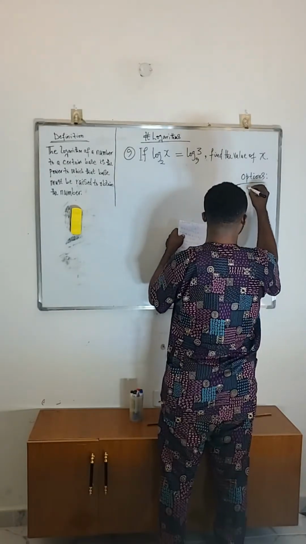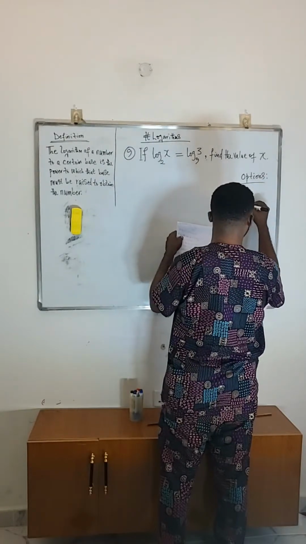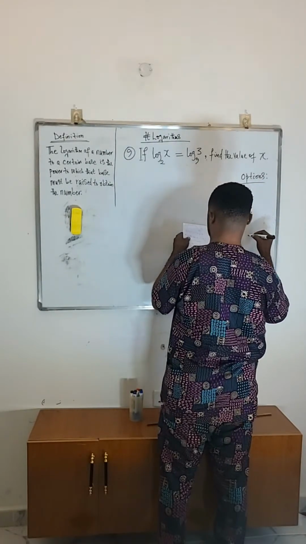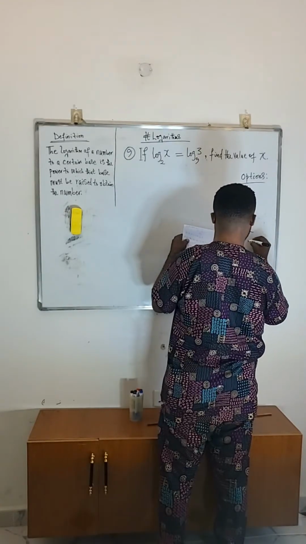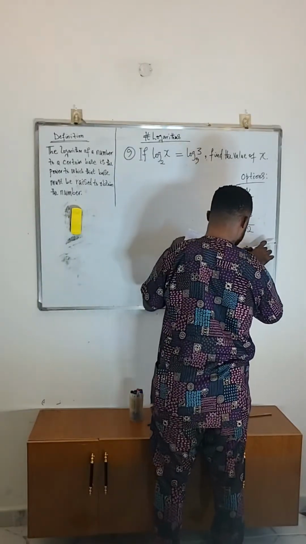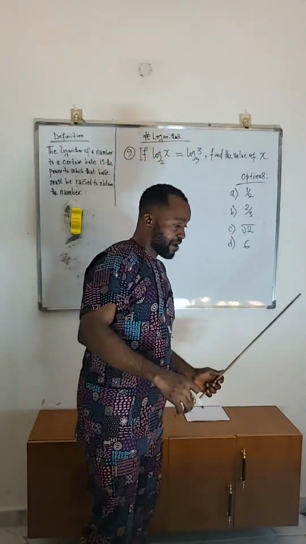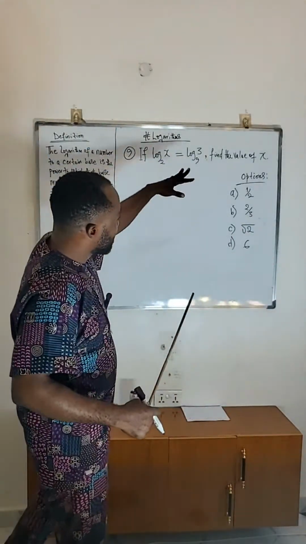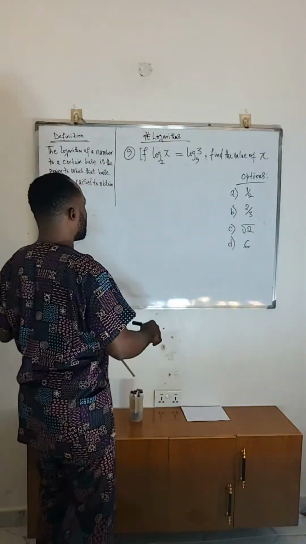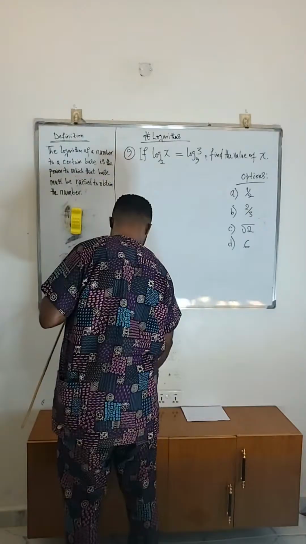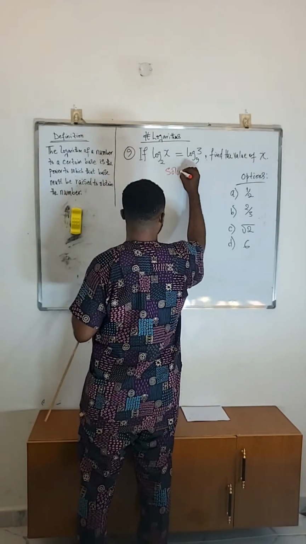Option A is 1/2, option B is 2/3, option C is √2, and option D is 6. Okay. We will never know which of those options is the right one until we finish solving the log. So let me write the solution.